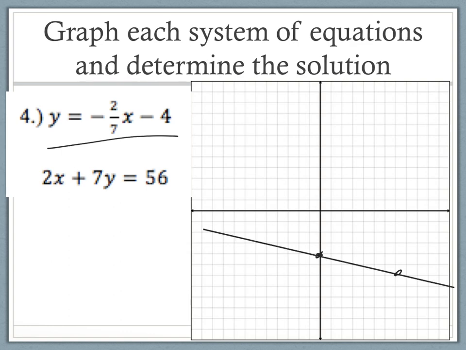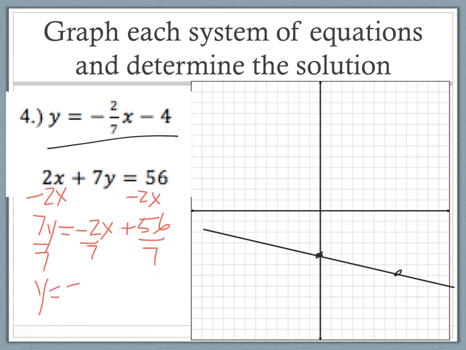Okay, now I can't actually graph that one yet. I need to get it into slope-intercept form. So I'm going to subtract 2x from both sides, and I have 7y equals negative 2x plus 56. Okay, now I'm going to divide everything by 7. So I have y equals negative 2/7 x plus 8. All right, now I'm going to go ahead and graph this.